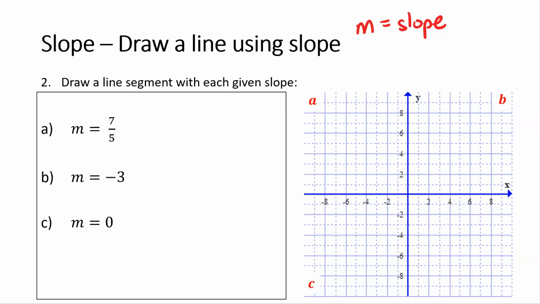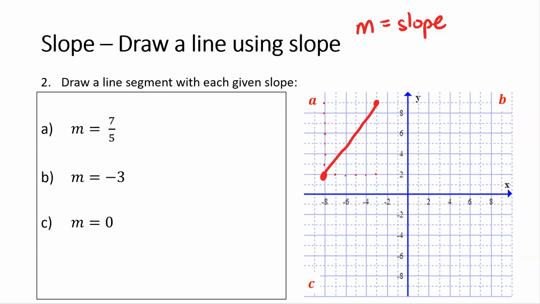For A, for instance, I can choose this as my starting point. And if my slope is 7 over 5, that means I'll just count up 7. 1, 2, 3, 4, 5, 6, 7. I count across 5. 1, 2, 3, 4, 5. So my second point, if I'm starting here as my first point, my second point should be across 5 and up 7, which is there. And then I can just draw that line.